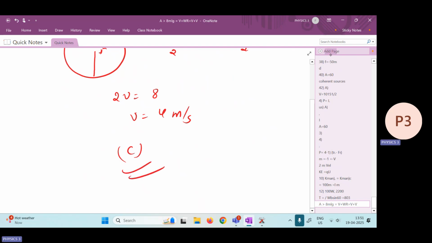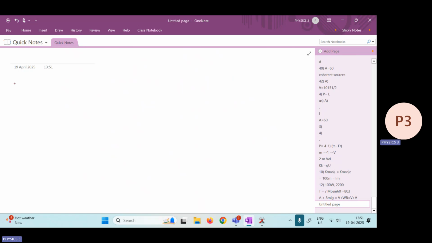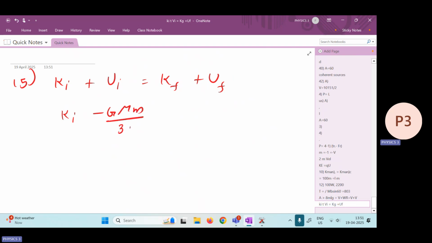Now let's go to the next question, the 15th question. In the 15th question, we are given a particle of mass m at distance 3r from the center of Earth. Find the minimum kinetic energy of the particle to leave Earth. Okay, so initial kinetic energy plus initial potential energy equals final kinetic energy plus final potential energy. We can write that. So initial kinetic energy we have to find out. Initial potential energy will be minus GMm by 3r, because the distance from the center is given as 3r. At infinity, final kinetic energy will be 0 and final potential energy will be 0. So initial kinetic energy comes out to be GMm by 3r.